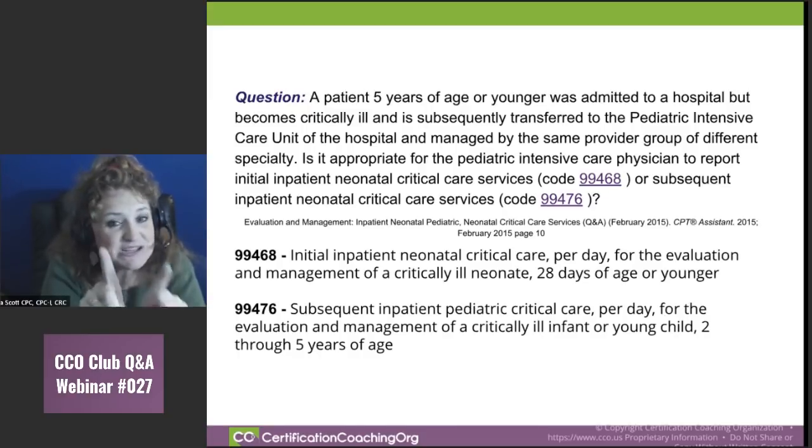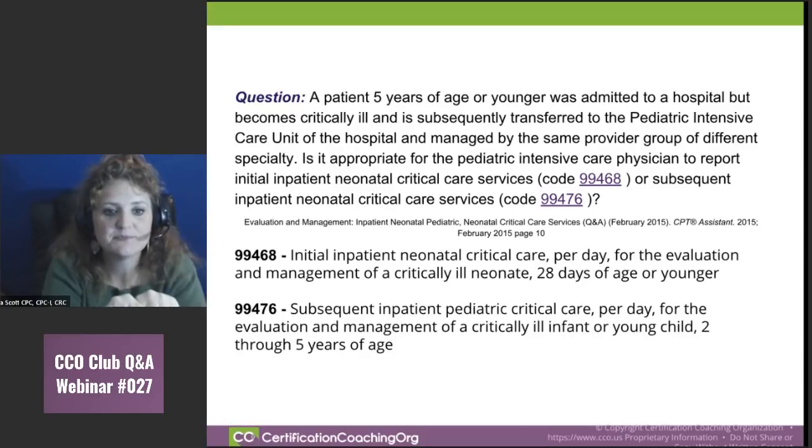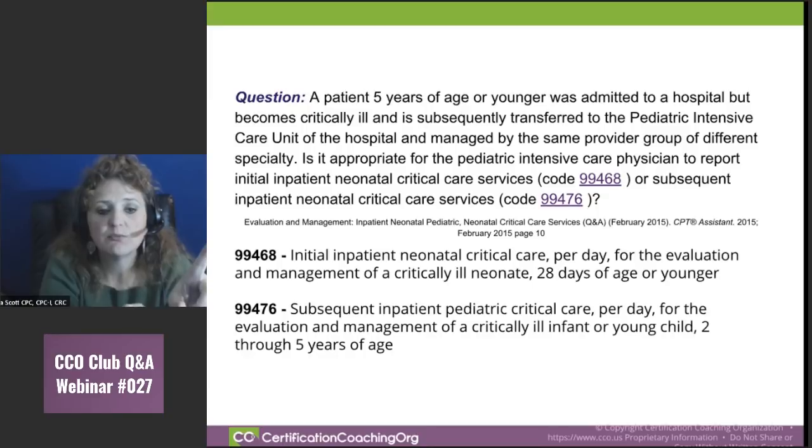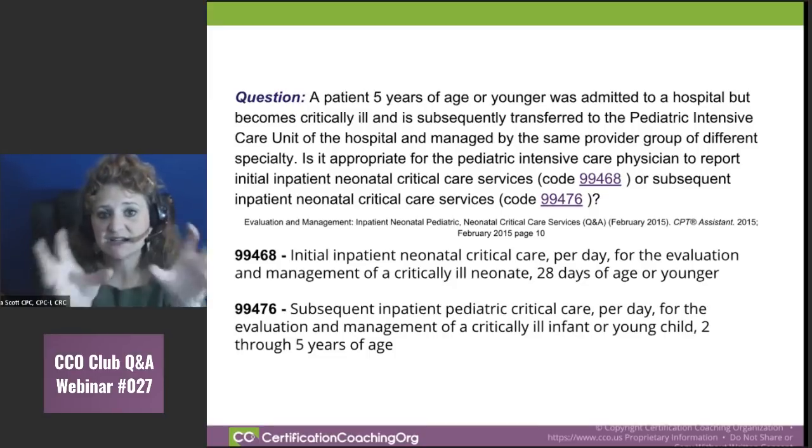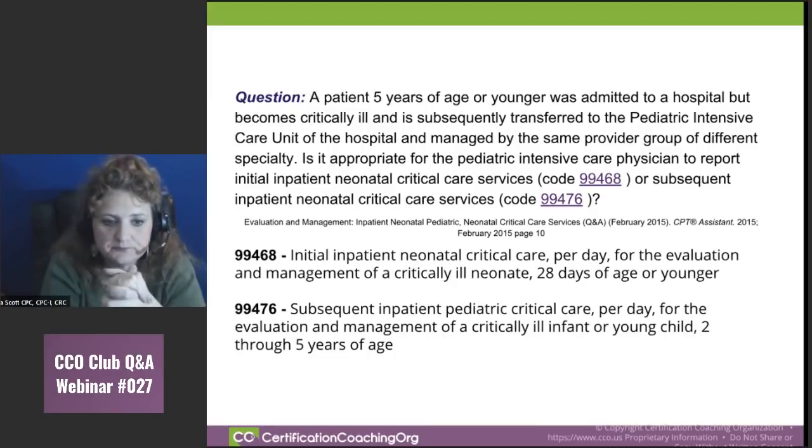Now, remember, we talked about that in the beginning. The question is, is it appropriate for the PICU doctor to report the initial neonatal care service or subsequent inpatient care? So do we do 99468 or do we do 99476 and divide it up? How do we do that?